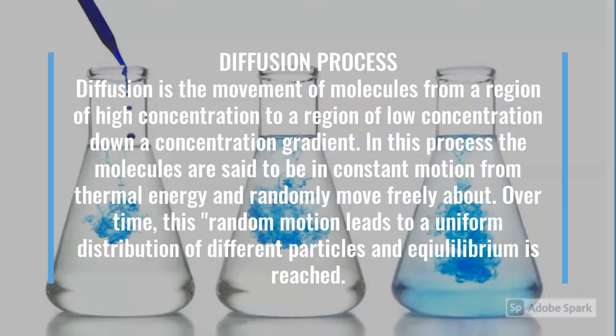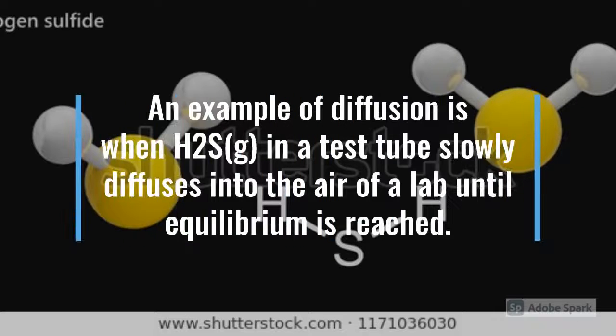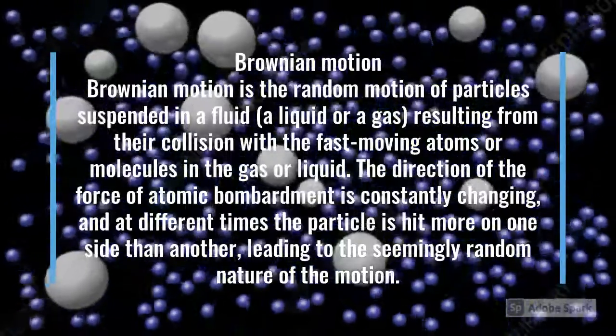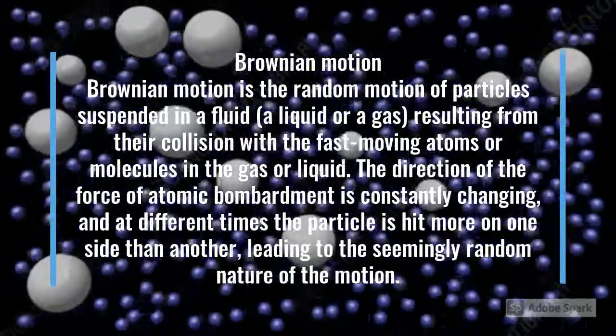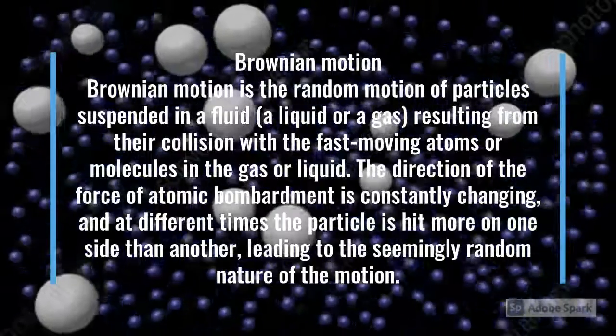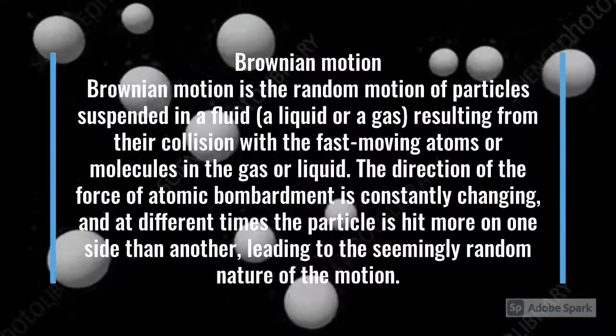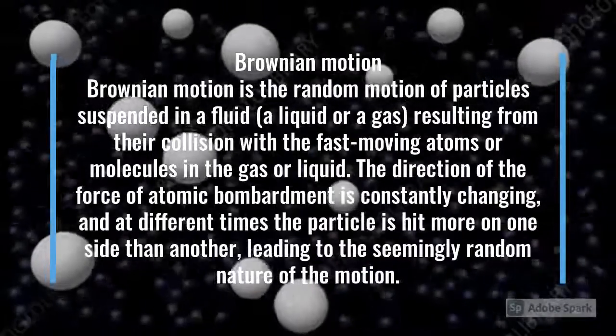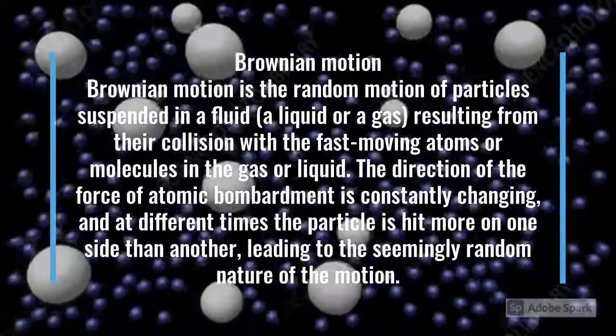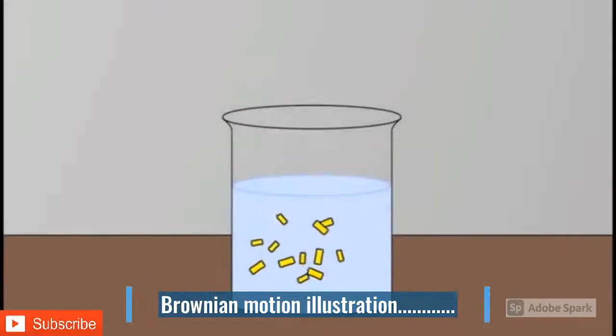An example of diffusion is when hydrogen sulfide in a test tube slowly diffuses into the air of a lab until equilibrium is achieved. The process of diffusion occurs as a result of Brownian motion, which is the random motion of particles suspended in a fluid resulting from their collision with the fast-moving atoms or molecules in the gas or liquid state. The process of Brownian motion is illustrated in the animation video here.